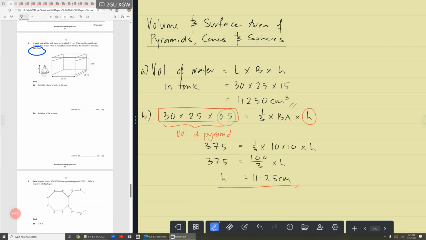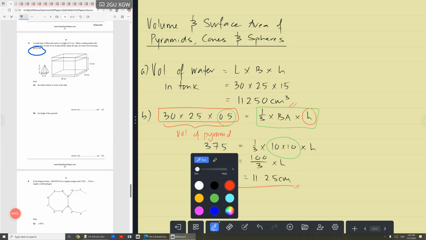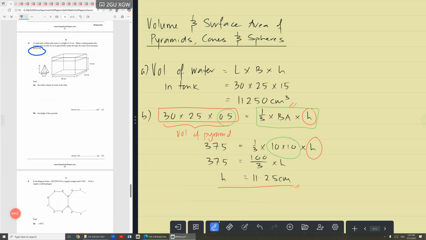This is equivalent to the volume of the pyramid. And just to recap, the volume of a pyramid is 1/3 base area times height. The base area of this pyramid is a square, so that's why we take 10 times 10 for the base area, and then from there we can get our height, leaving this as the unknown. Okay, so this is one example for volume and surface area of pyramids.